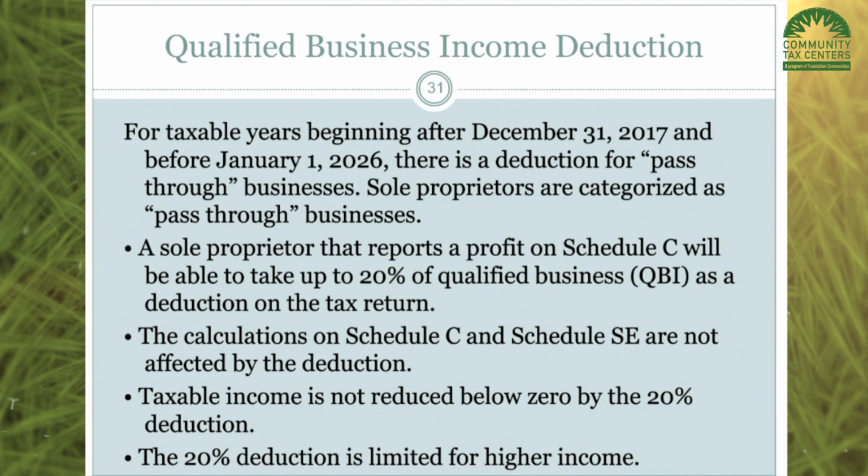And the 20% deduction is limited for higher income. But again, for our VITA program, we wouldn't have to worry about this being limited. But yes, if they have a net profit on there, it's not going to reduce it below zero. So for self-employed individuals, they're typically getting another deduction listed on their tax return. Again, this is for tax years 2018 to 2025. And again, TaxSlayer is going to calculate this deduction for us. And this is only for our sole proprietors, our self-employed individuals.